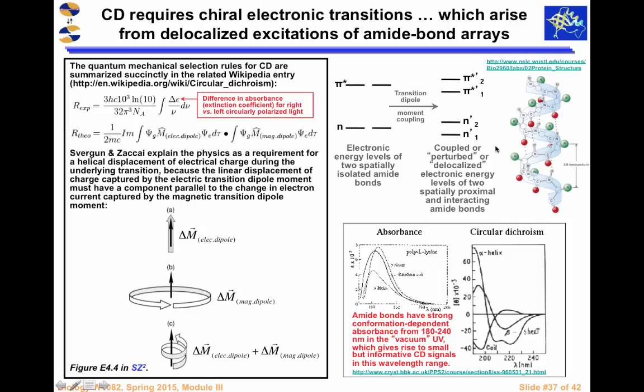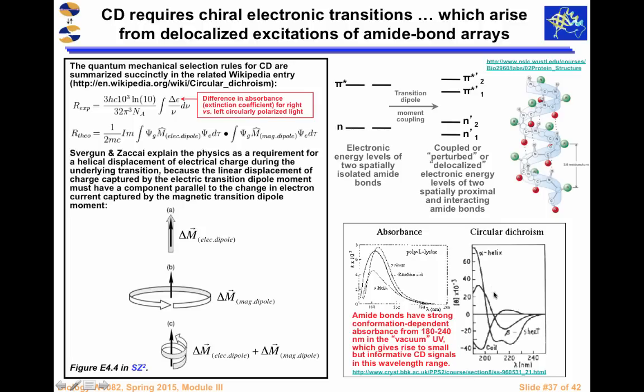And when you get these delocalized modes, they are now strongly chiral, right? This helix is very chiral. It is right-handed. The electronic states are now chiral. The chiral electronic states will interact differently with right and left circularly polarized light, and you get basically chirality fingerprints, and that's what circular dichroism is.